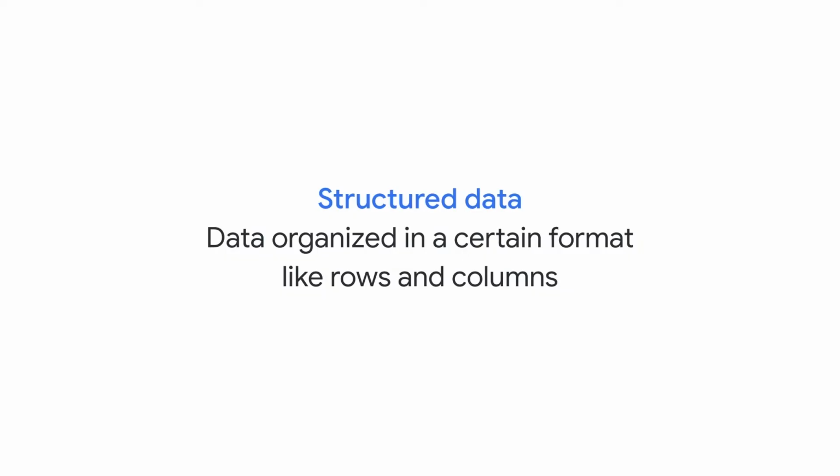Structured data is data organized in a certain format, like rows and columns. For example, you might find structured data in a table or a spreadsheet. This makes it easy to understand and process by computers. Structured data is easily stored in traditional databases, like a SQL database.